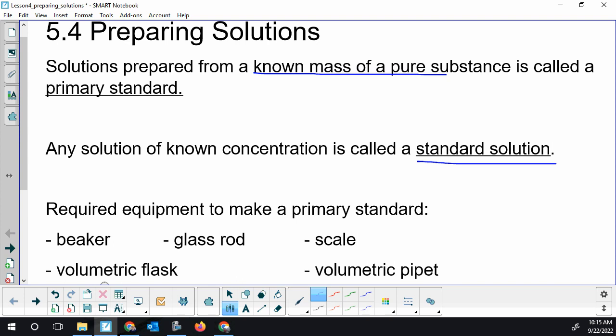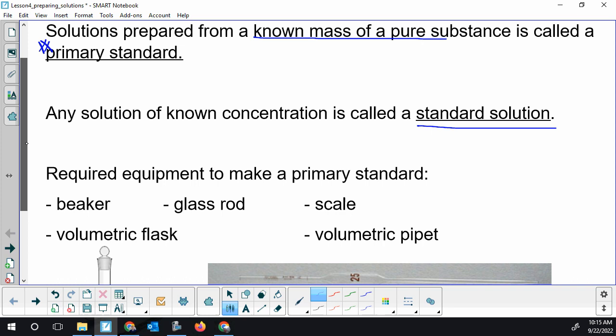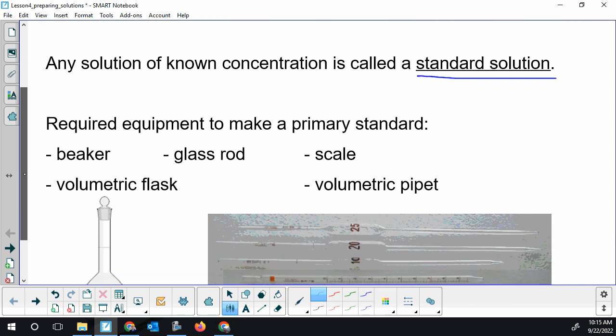It's only primary if you made it up yourself. So two definitions you need to be aware of. Primary standard, how do you make it up? What are the steps? And we're talking about making it up precisely with 3, 4 significant figures.